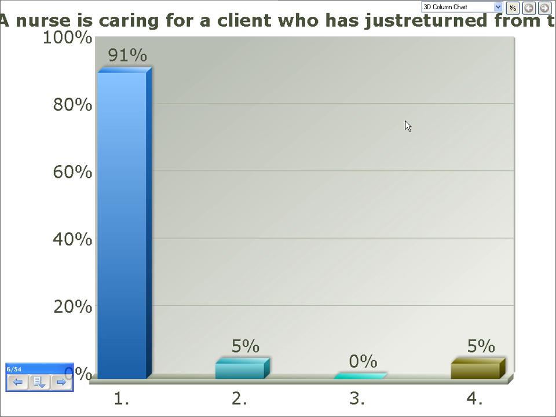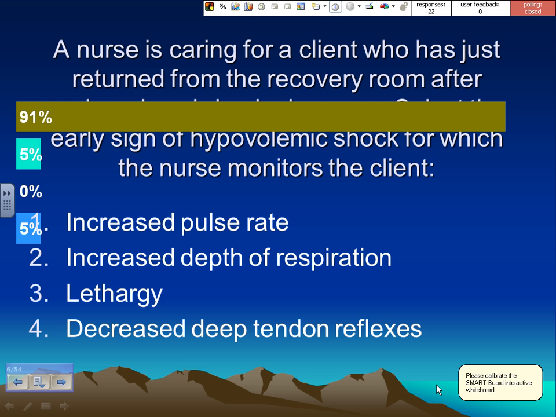So 91% said pulse rate, 5% said respiration or deep tendon reflexes. What's the key word in this one? Early sign of hypovolemic shock. Because when we get to that shock and sepsis unit that we're going to talk about in a few weeks, you'll learn that there's phases of shock and that there's certain signs and symptoms you'll see in the earlier stages and those that you're not going to see until the late or end stage. Increased pulse rate is always the first thing you're going to see.